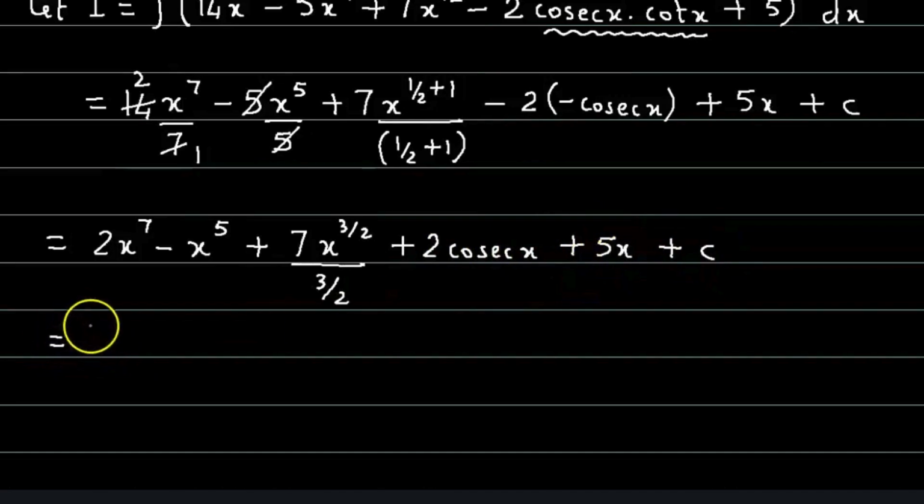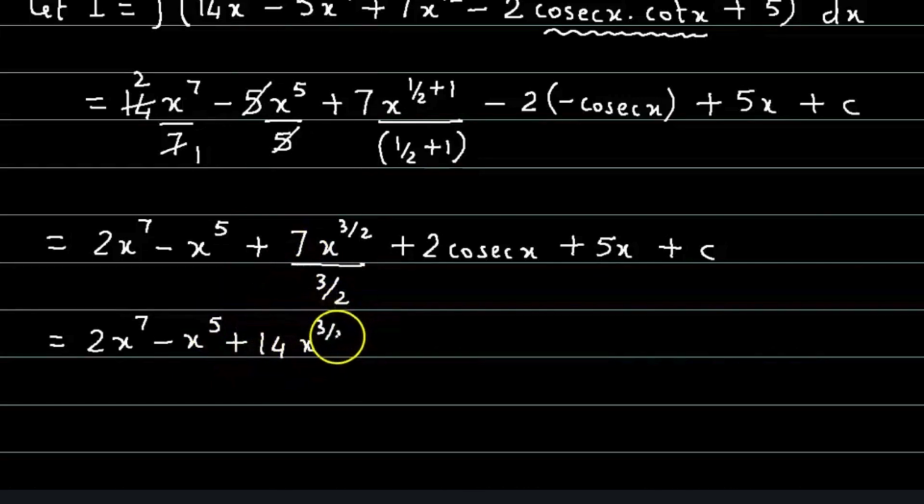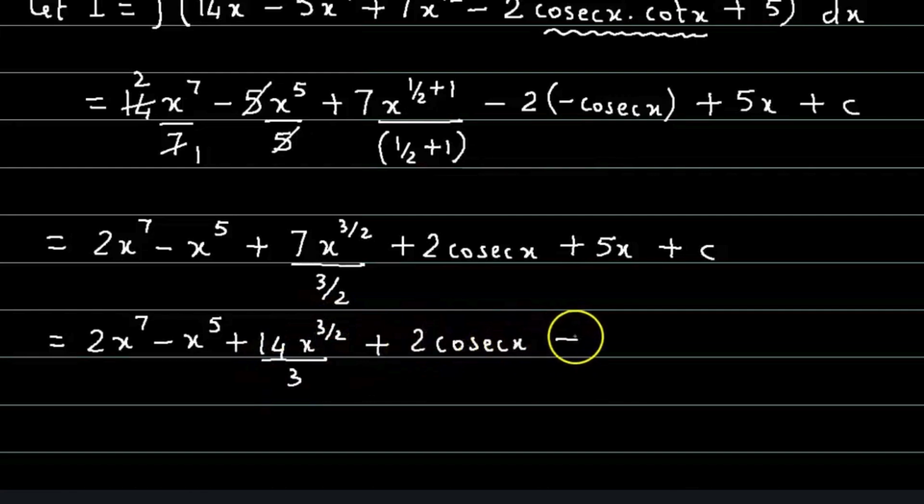Further, this could be written as 2 times x raised to 7 minus x raised to 5. Now 2 gets multiplied in the numerator, so 2 times 7 is 14. So we have 14x raised to 3 by 2 upon 3 plus 2 times cosec x plus 5x plus c.